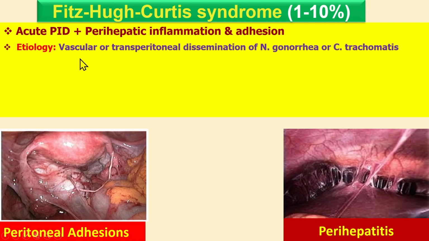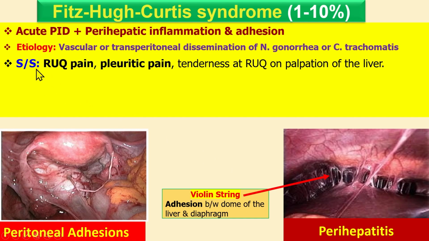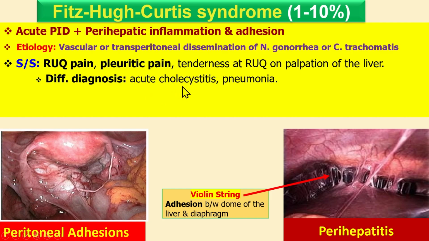The etiology is vascular or transperitoneal dissemination of gonorrhea or chlamydia, mostly chlamydia. These are violin-string adhesions, as we call them, between the liver and the diaphragm. The signs and symptoms are right upper quadrant pain, pleuritic pain, and tenderness at the right upper quadrant on palpation of the liver. The differential diagnosis is acute cholecystitis or pneumonia, but you can confirm by going for investigations. Mortality is 5 to 10% if there is a tubo-ovarian abscess.